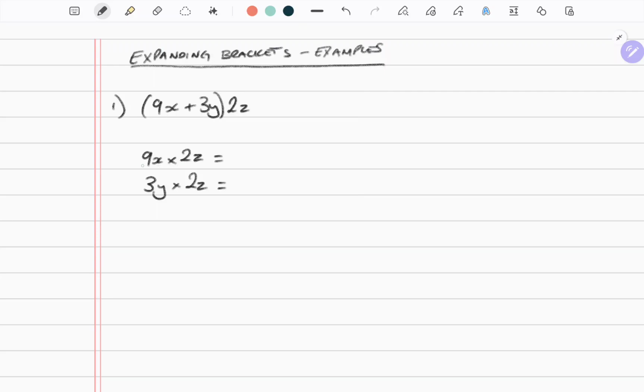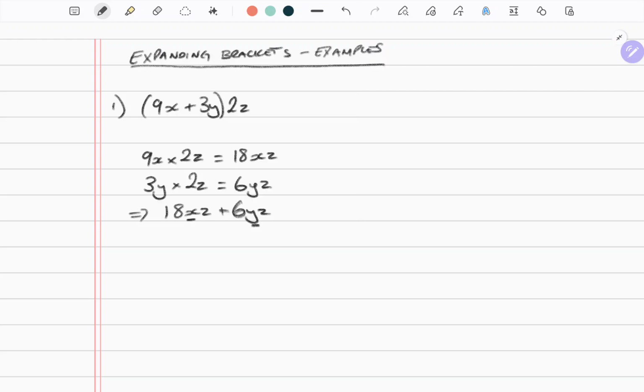So we do the coefficients first. 9 times 2 is 18, and we have an x, we have a z, so this just becomes 18xz. Then let's look at this next one here. 3 multiplied by 2 is 6, and then y multiplied by z is yz. It's probably a good idea to just put this in this order. 6yz.